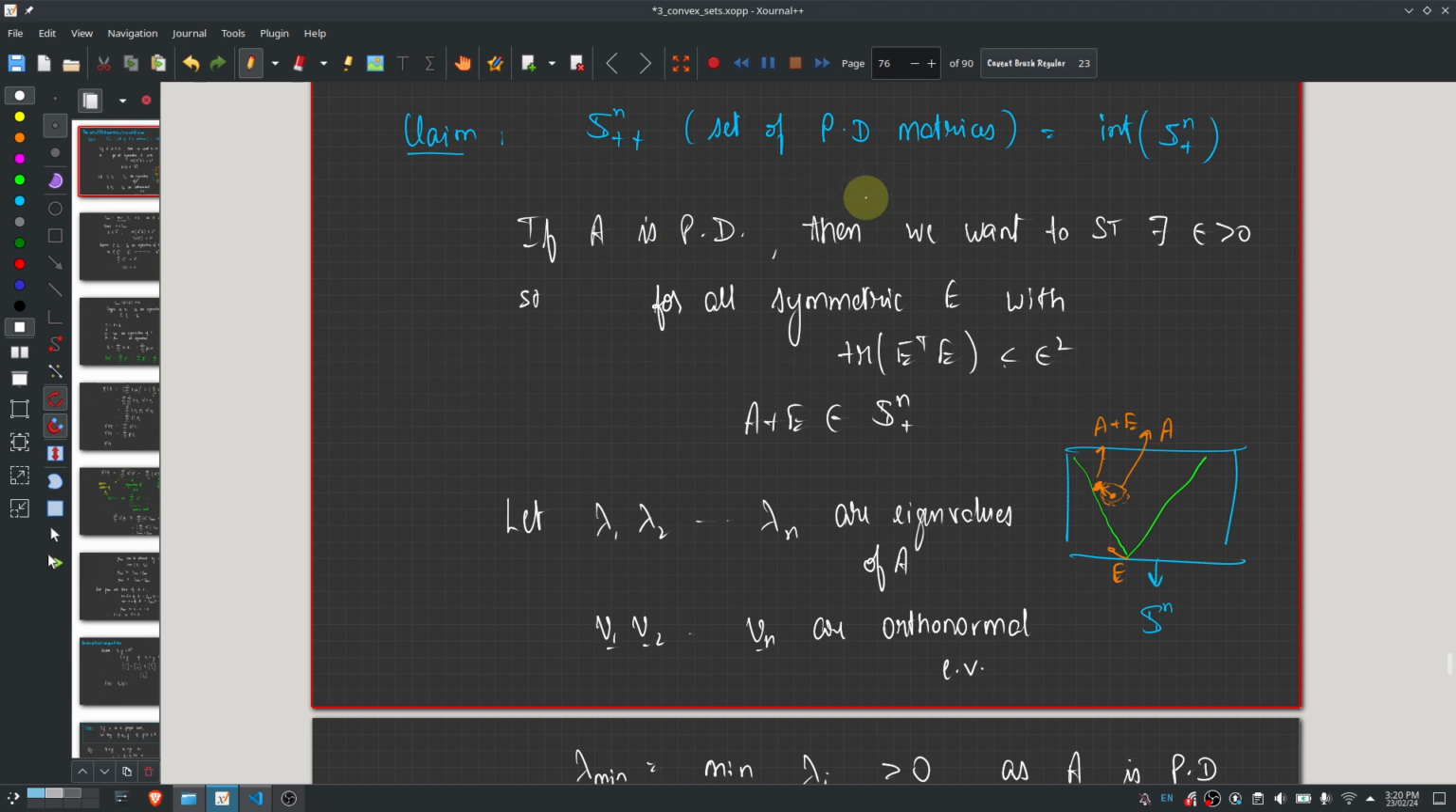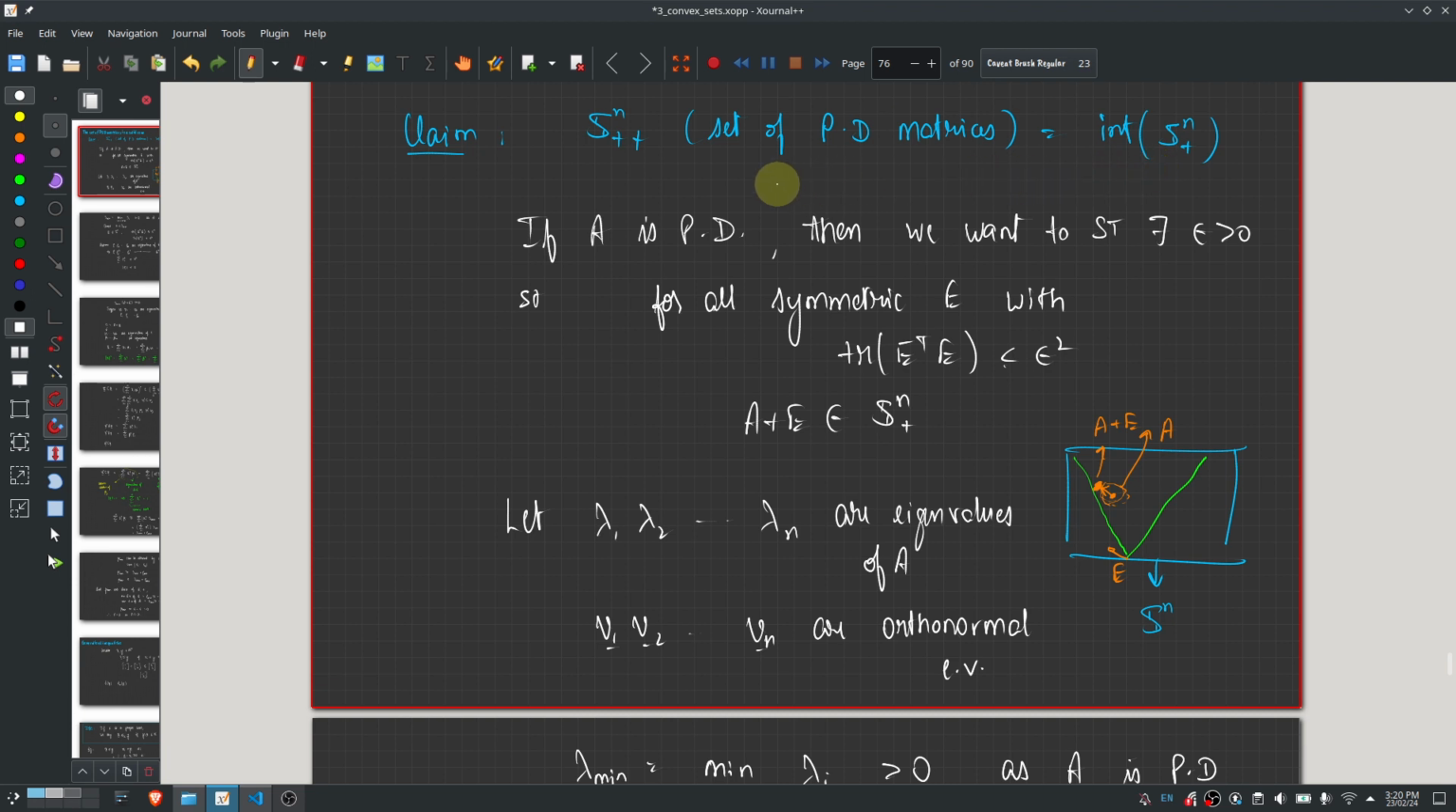So right now all we've shown is that every positive definite matrix is an interior point of the set of positive semi-definite matrices. We haven't shown that there are no other interior points. Okay? So I leave that as an exercise for you to show that if a matrix is not positive semi-definite, then that cannot be an interior point.